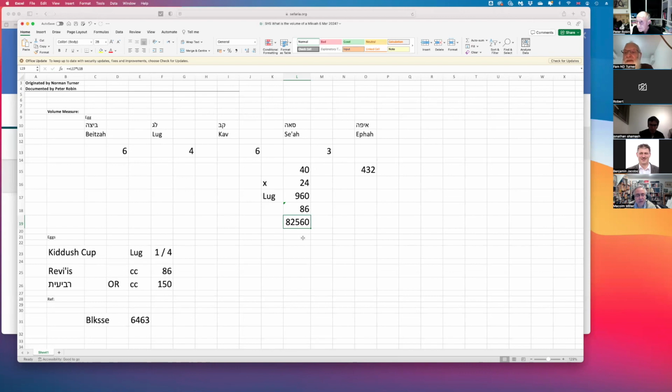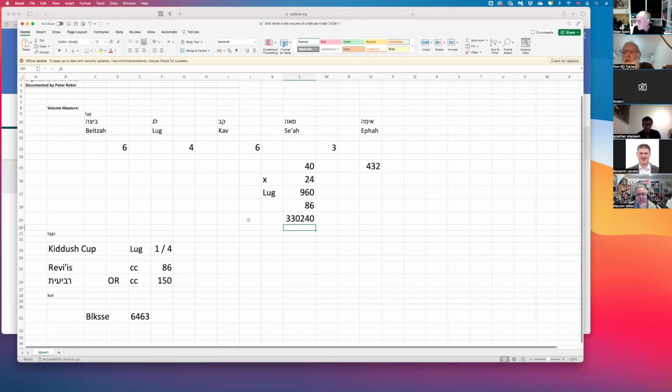Now just one minute. There's a number missing, isn't there? You've moved from a lug, but don't forget that's a quarter lug. You need to multiply that by 4. By 344. You need to divide it by 4. No, multiply. 960 times 344. 960 times 86, because 86 is only a quarter of a lug. And we said there are 960 lug, but 86 is only a quarter. You with me?